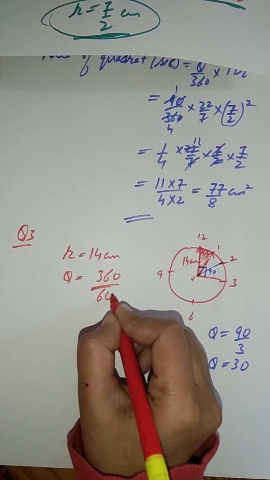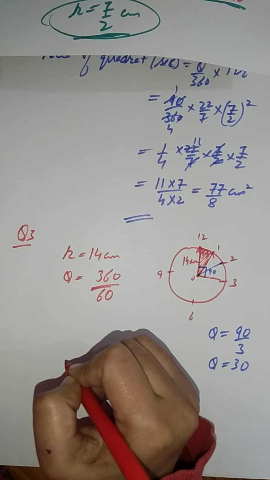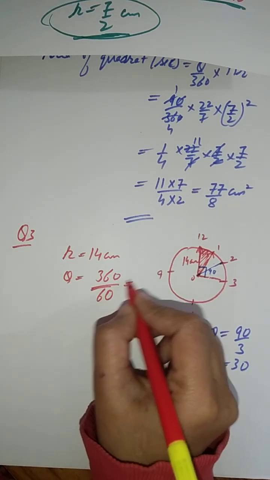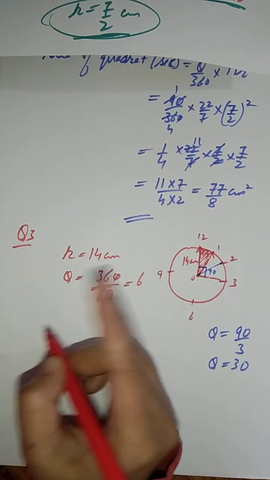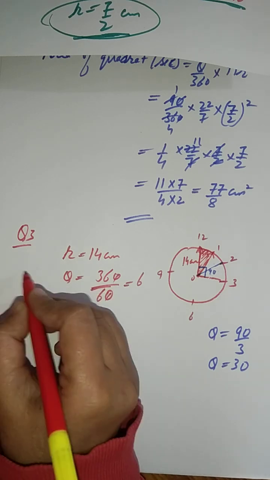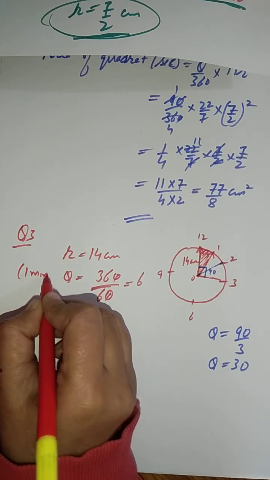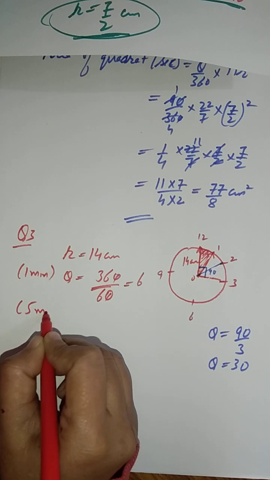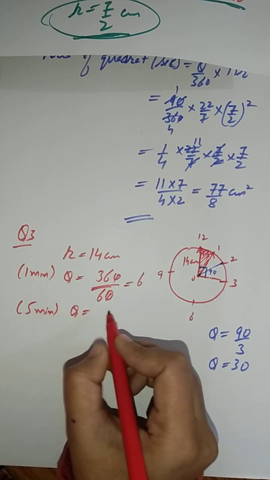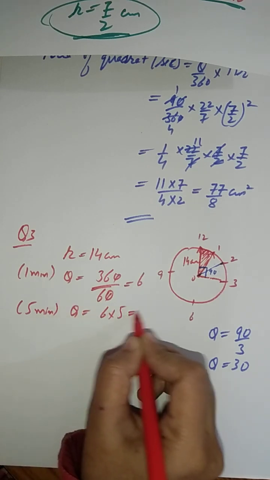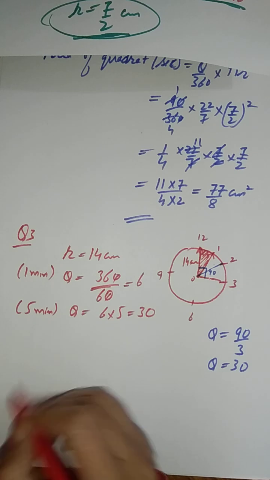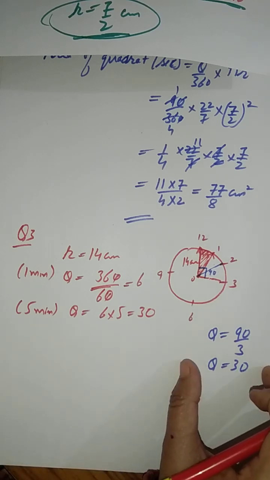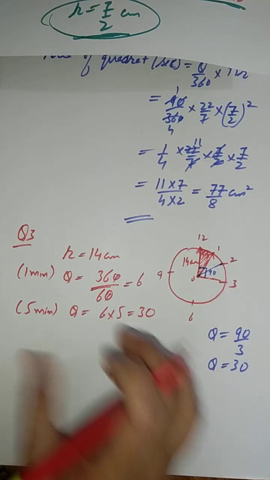So for 1 minute, the distance traveled by the minute hand is 6 degrees. But this is the theta for 1 minute, and according to the question we have to find theta for 5 minutes. So what will we do? We will multiply 6 by 5 and we will get 30. So you can find theta by this method also or by this method also.